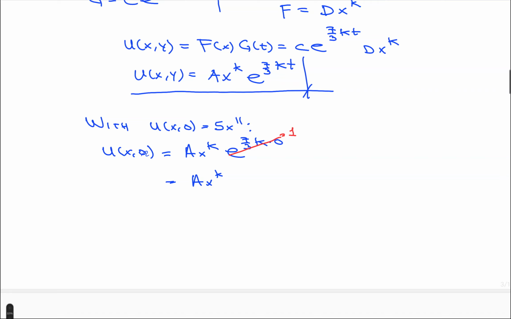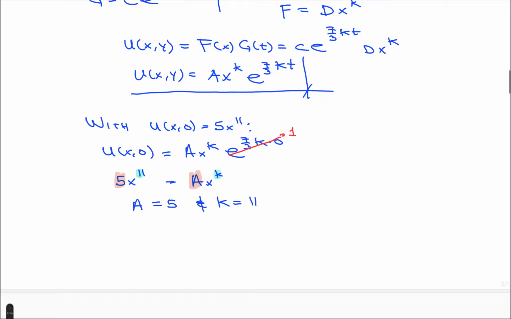So, and u of x, 0 equals 5x to the 11. With all this, okay, we can already equate coefficients. That is, in this case, this tells us that a equals 5, and also this tells us that k equals 11. Let's write that down. So a equals 5, and k equals 11.